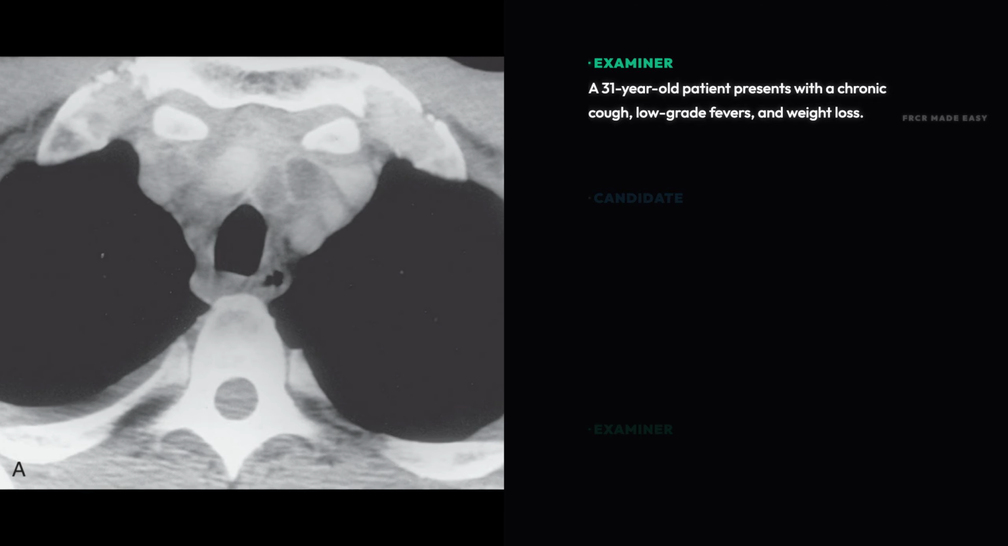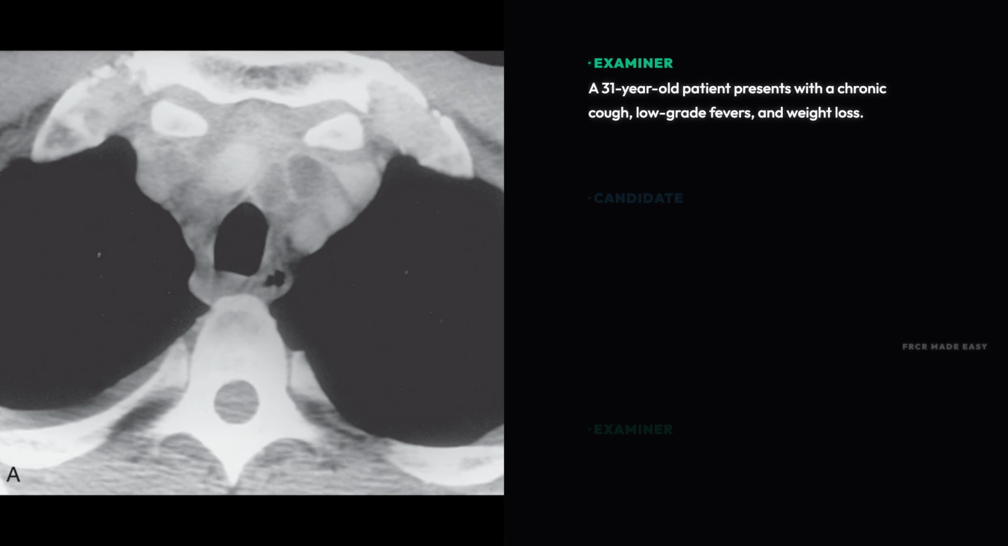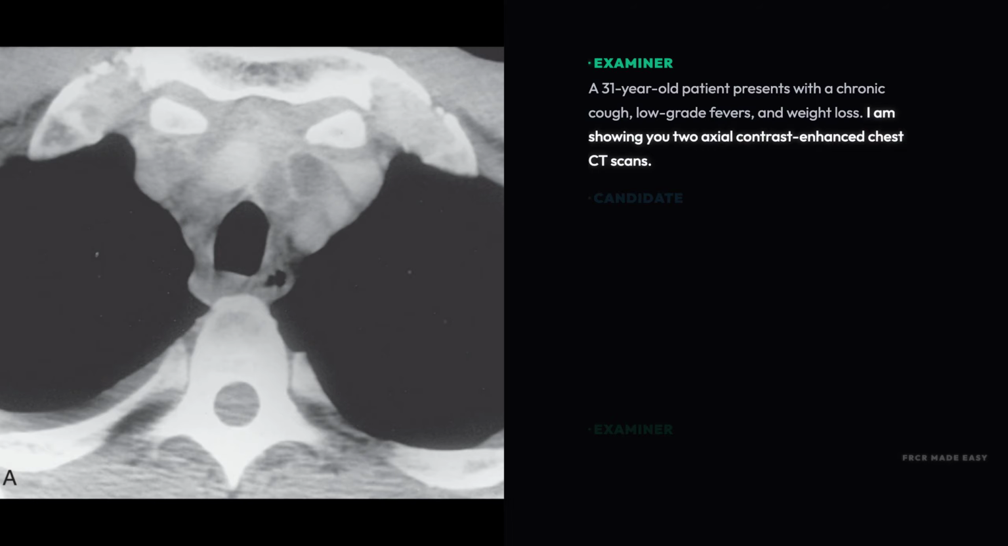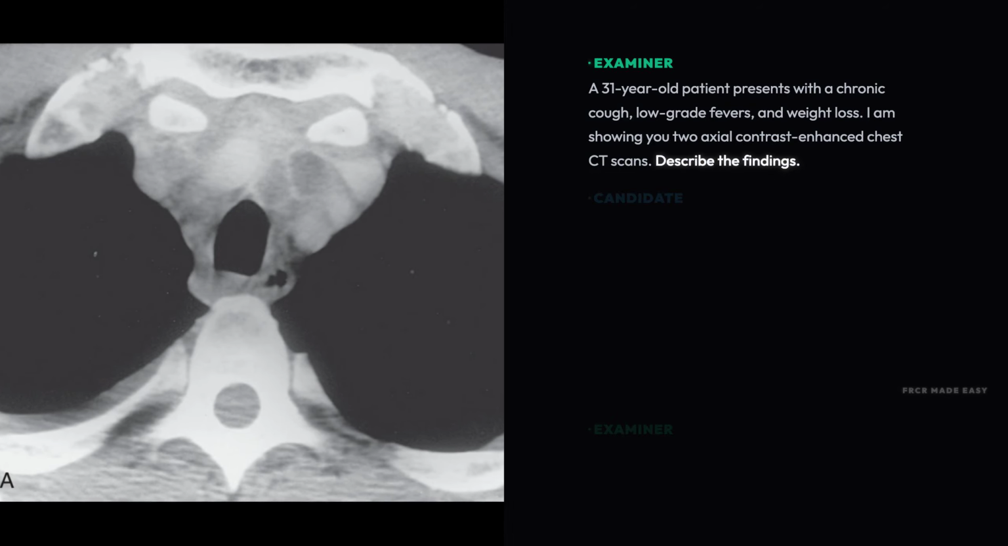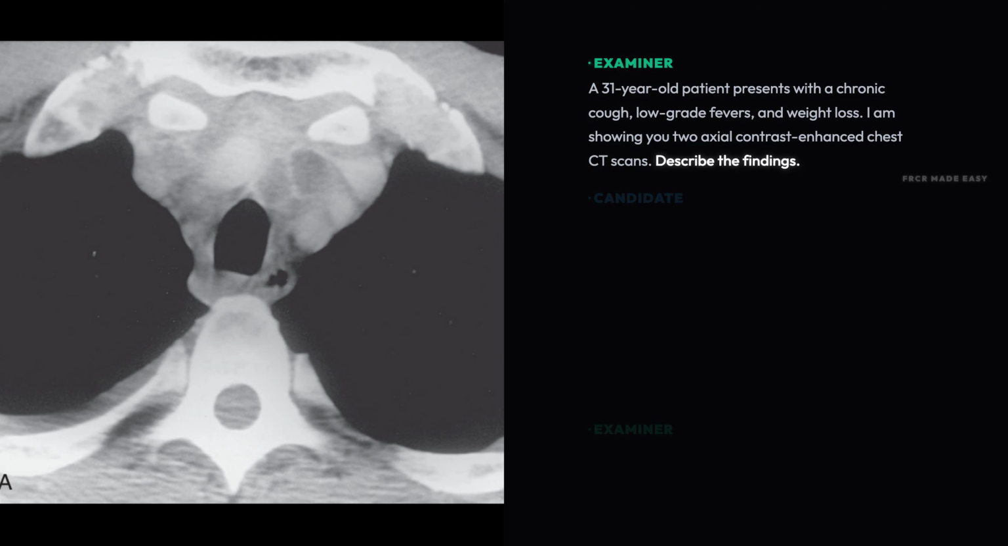A 31-year-old patient presents with a chronic cough, low-grade fevers, and weight loss. I am showing you two axial contrast-enhanced chest CT scans. Describe the findings.